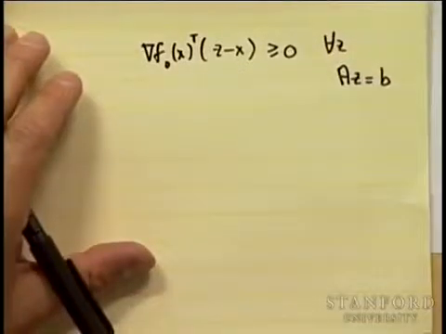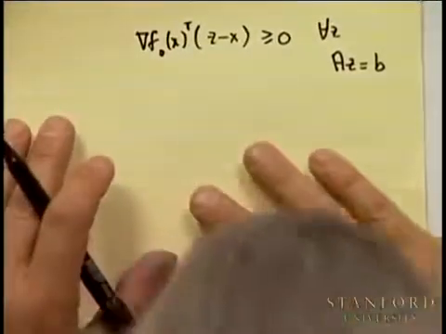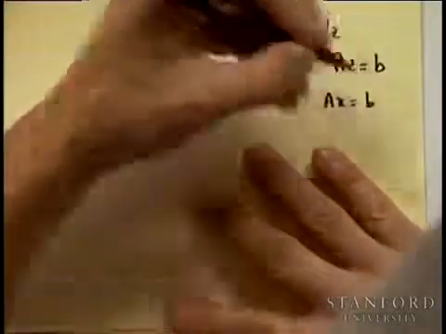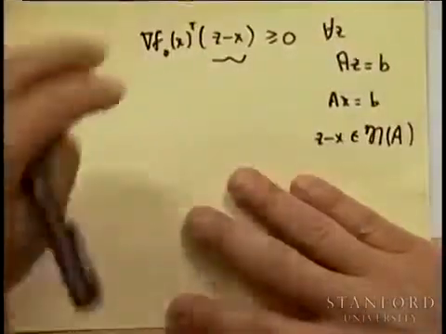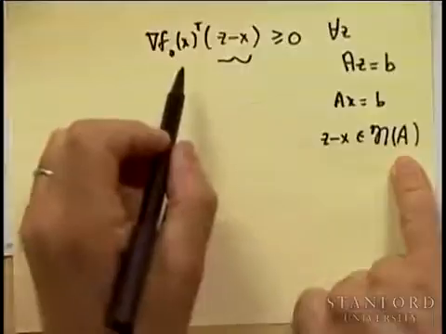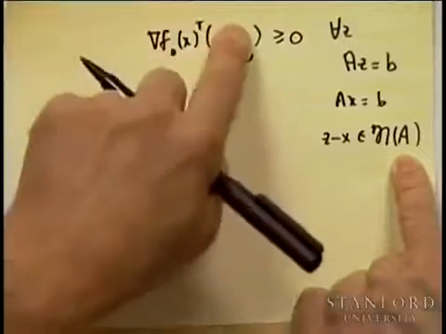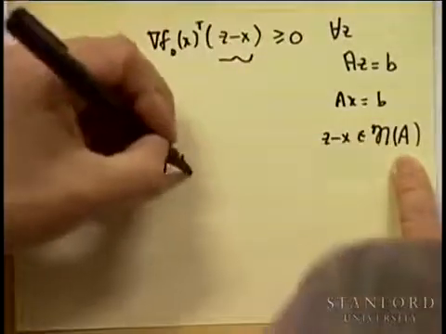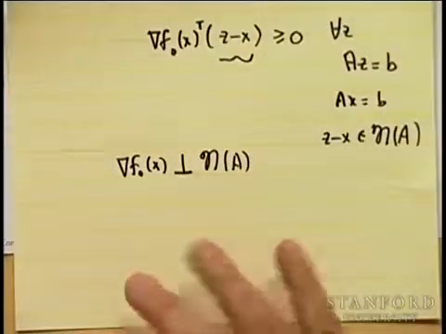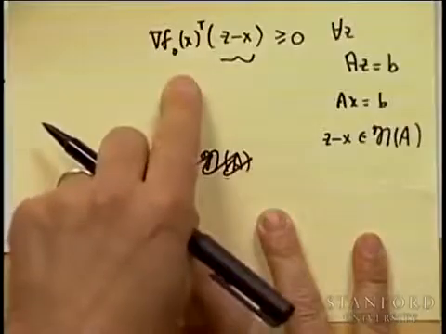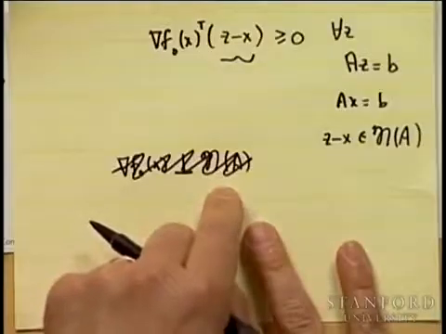There's many ways I can write this. Actually, it's even more interesting. We also know that Ax equals b. And what we see is that z minus x is in the null space of A. That's what this says. So this says that the gradient of f0 of x has a non-negative inner product with everything in the null space of A. Sorry, I skipped a step.